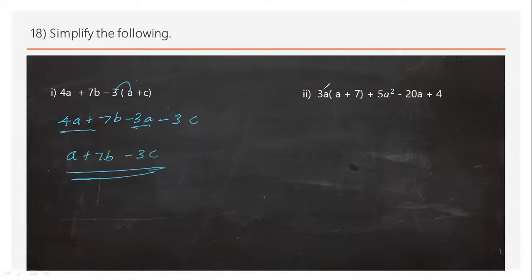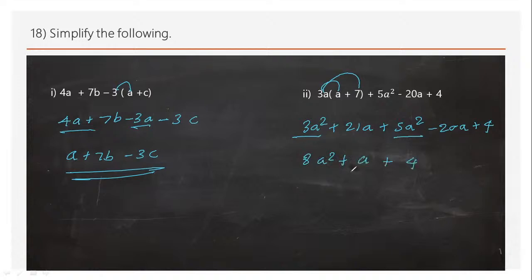Next question, 3a into a, 3a squared plus 3a into 7, 21a plus 5a squared minus 20a plus 4. Then 3a squared and 5a squared, that is 8a squared, plus 21a minus 20a, that is a, plus 4. This is the answer here, 8a squared plus a plus 4.